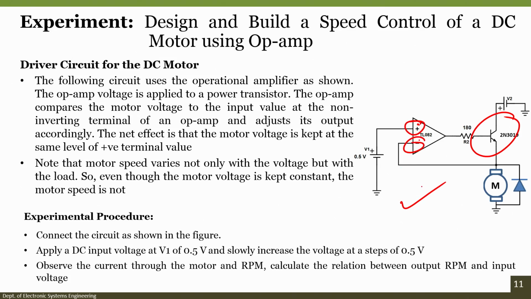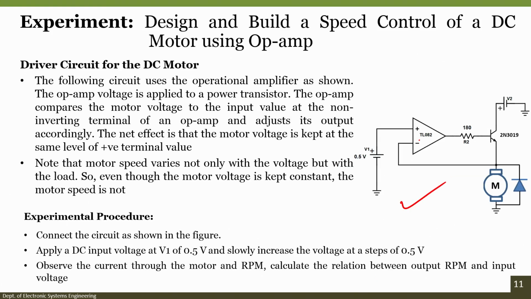Note that the motor speed varies not only with the voltage, but with the load as well. If we change the voltage, the speed varies. If we change the load, the speed will vary. So, even though the motor voltage is kept constant, the motor speed may not be. How can we do the experiments? We can connect the circuit as shown in the figure, apply a DC voltage of 0.5 volts at point V1 and slowly increase the voltage in steps of 0.5 volts. Then we can find the change in the motor current and the rotations of the motor, and calculate the relation between output RPM and the input voltage. We will see these details in the circuit.